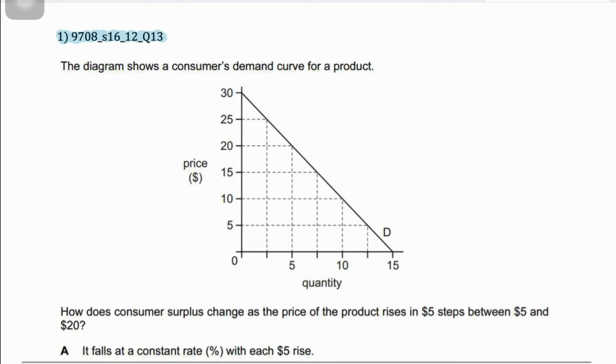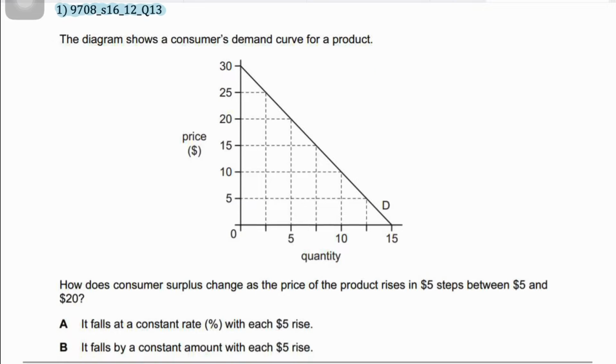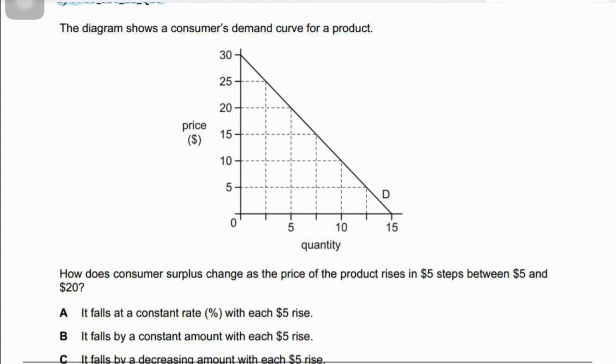The diagram shows a consumer's demand curve for a product, with different prices and quantities given. The question says, how does consumer surplus change as the price of the product rises in $5 steps between 5 and 20? Between $5 steps means that each time the price is going up by $5. So 5 to 10, then 10 to 15, 15 to 20, and so on.